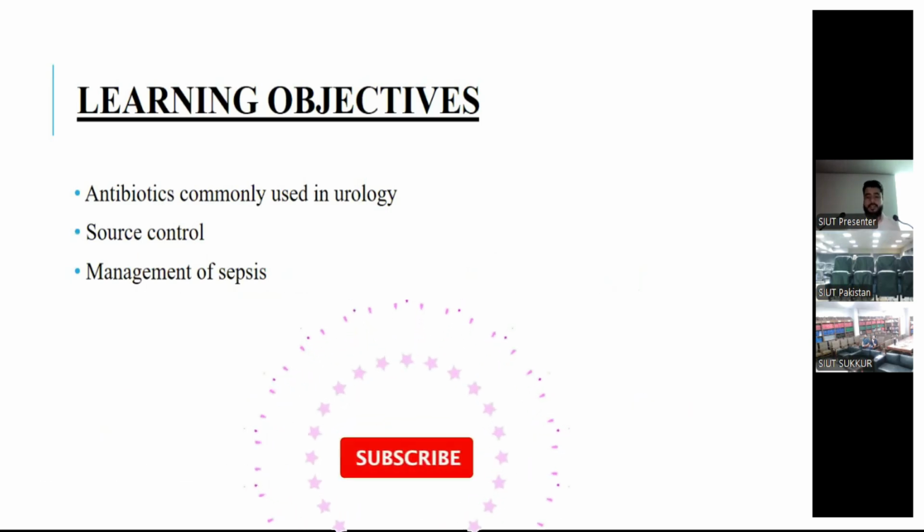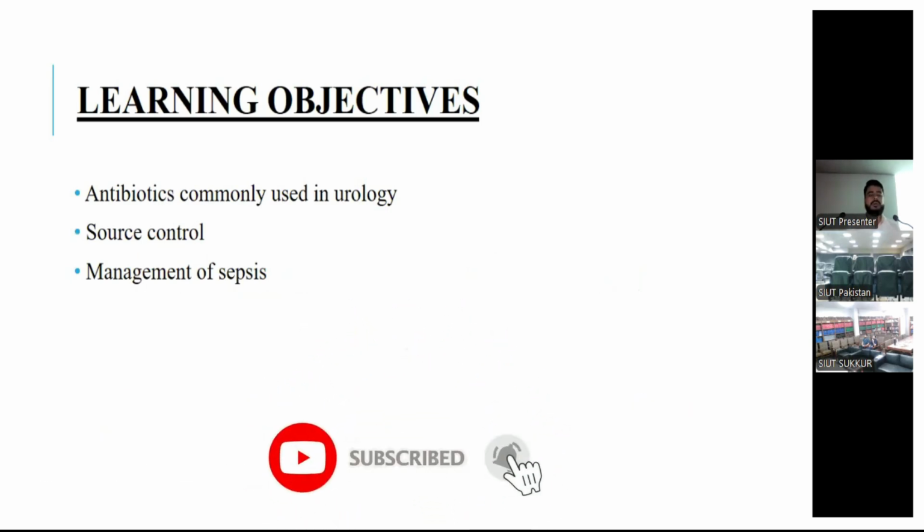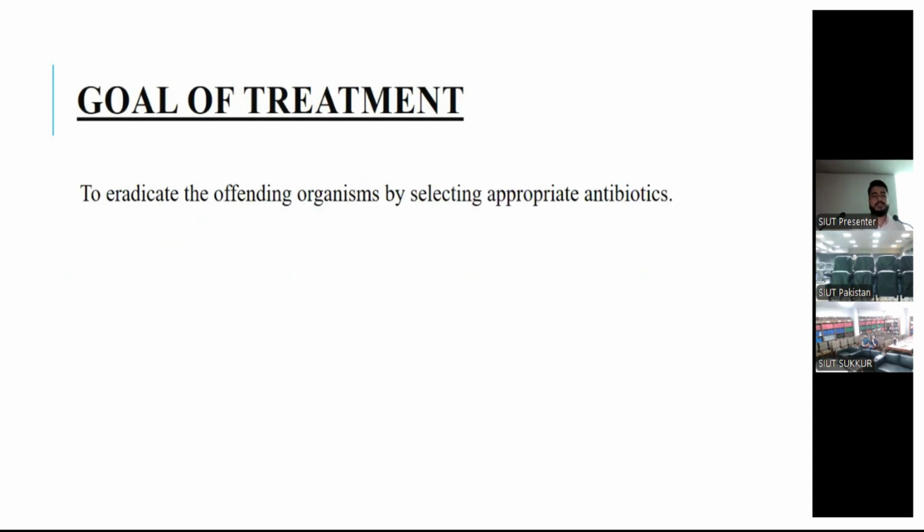Presenting the treatment of UTI, the series of previous lectures on urinary tract infections. Learning objectives. We will briefly discuss the antibiotics commonly used in urology, source control before starting the antibiotics, and management of sepsis. Goal of treatment of infections. Goal is to eradicate the offending organisms by selecting appropriate antibiotics.